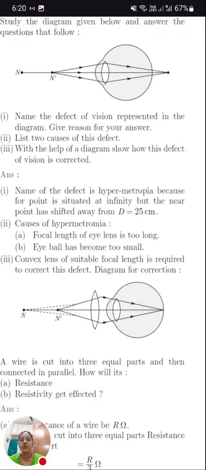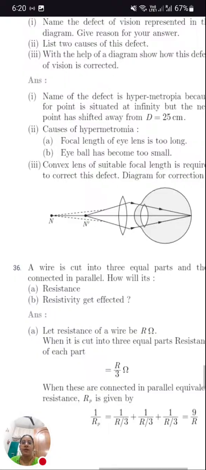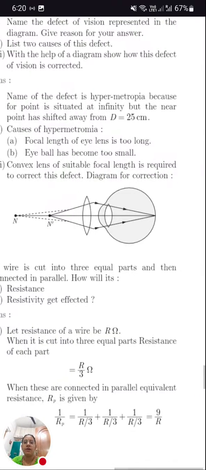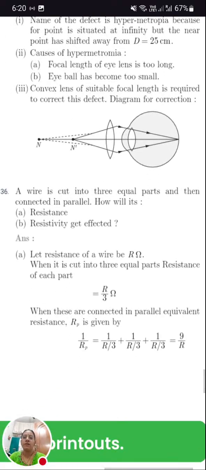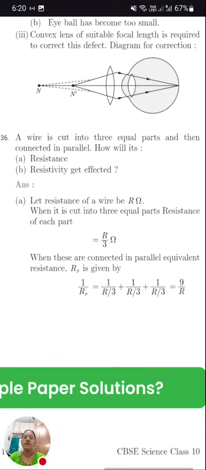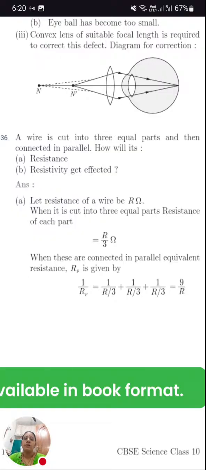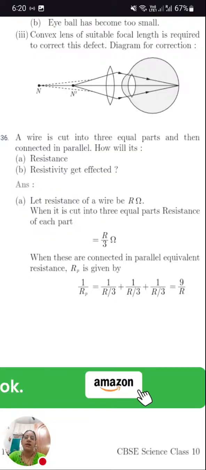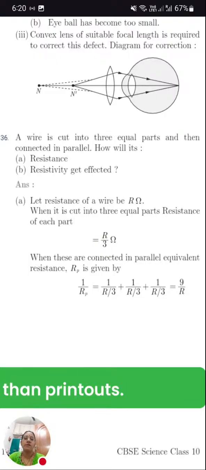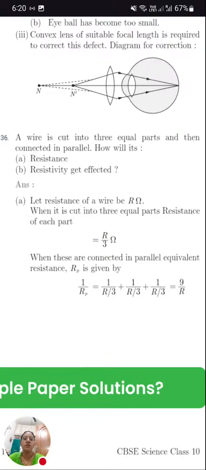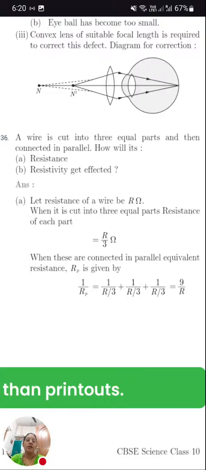Now the next question. A wire is cut into 3 equal parts and then connected in parallel. How will its resistance change? So here, let the resistance of the complete wire be R. As it is being divided into 3 parts, each one will have R by 3. Now they are connected in parallel.